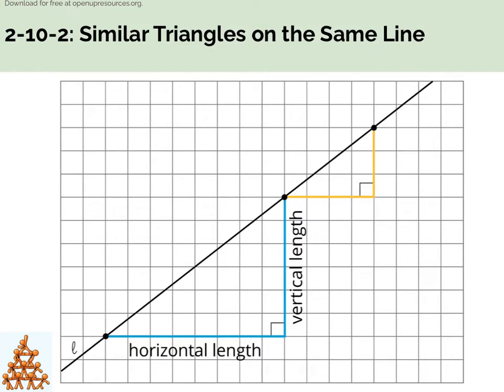So the vertical over the horizontal is also known as the slope of a triangle. So we have the distance of the vertical over the distance of the horizontal. Again, this is known as the slope. Go ahead and write this down on page 86 down on the bottom, because we're going to use this definition in a second.